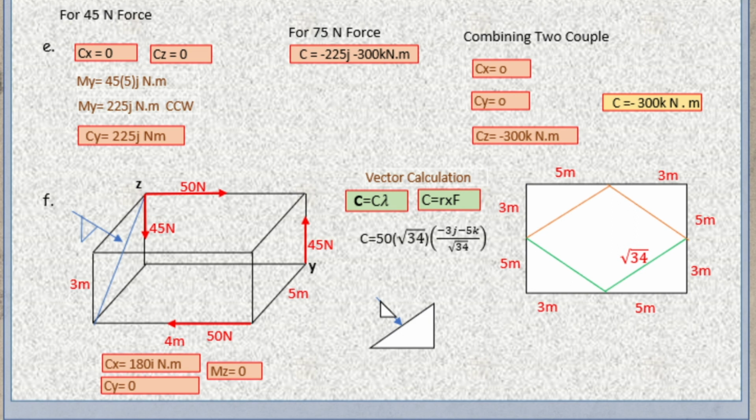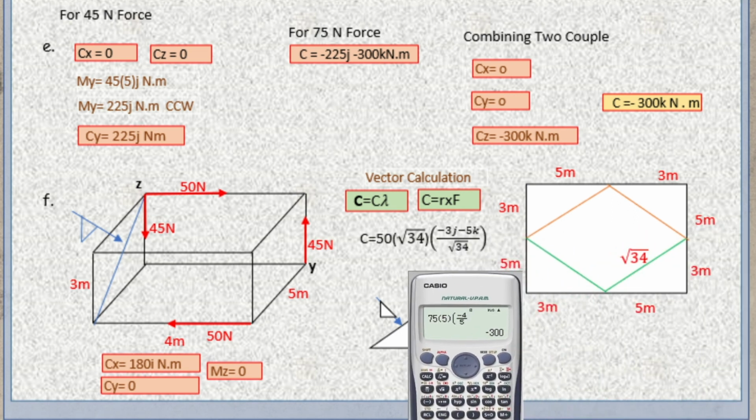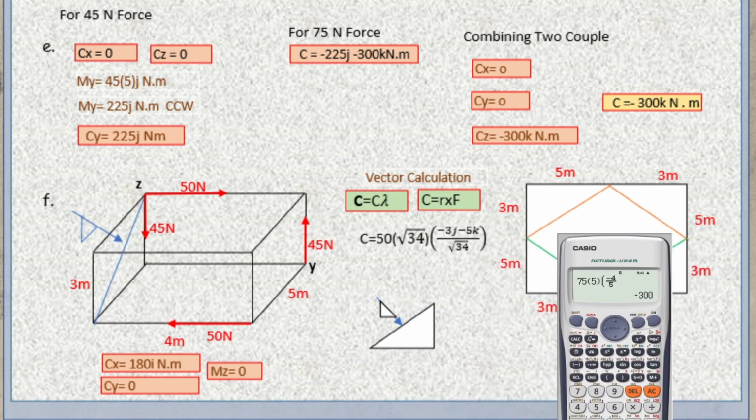let's calculate. 50 times 3. Actually, we can cancel this square root of 34. So 50 times 3 is 150, with the negative it is negative 150. 50 times negative 5 is negative 250. I think there's no need to calculate for that one. So the answer for our 50 Newton couple will be negative 150I minus 250K Newton meter.